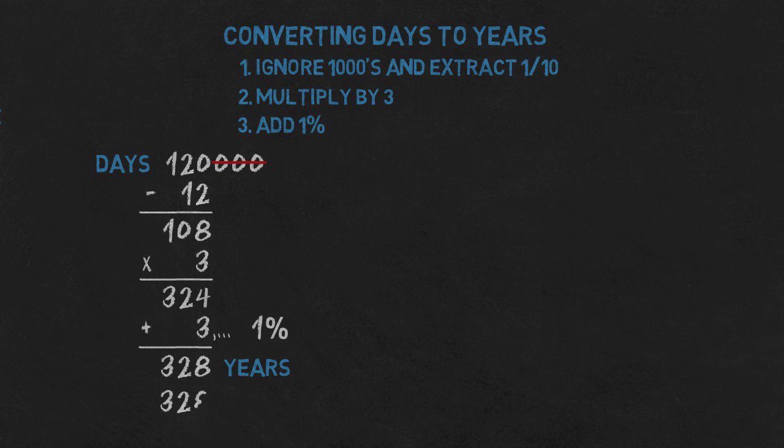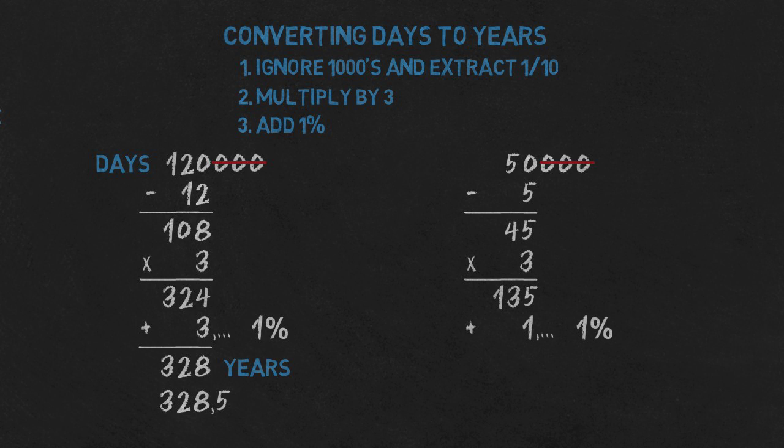Let's verify it. That's right. Another, 50,000 days. From 50, we extract 1/10, so 50 minus 5 is 45. Times 3 is 135. Add 1%, so 1 and some change, which rounded up is 137. Let's verify. 136.9 years. We got it.